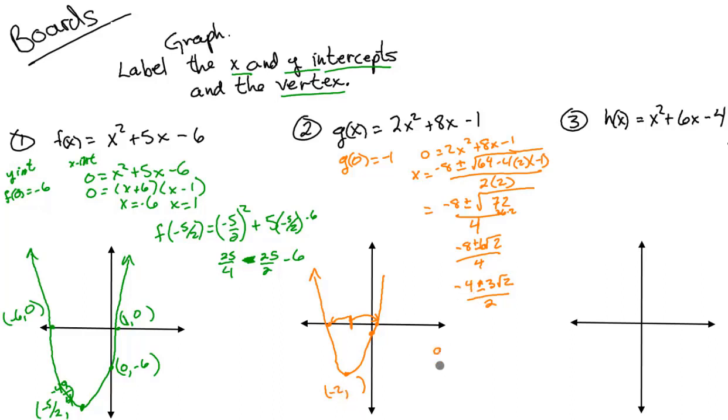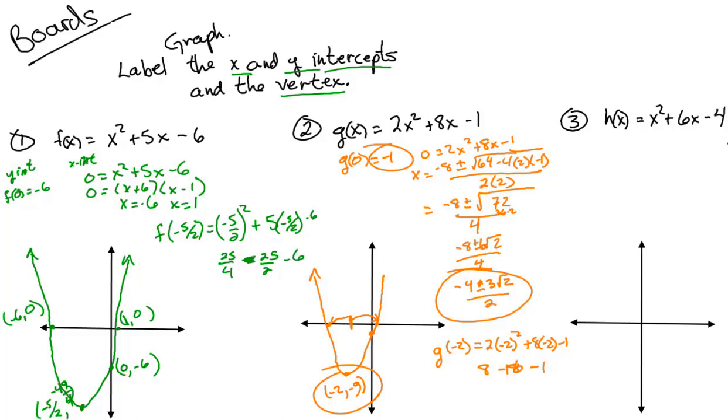And let's stick it in, g of negative 2, and that equals 2 times negative 2 squared plus 8 times negative 2 minus 1. 2 times 4 is 8, minus 8 times 2. That's minus 16. Sorry about that. 8 minus 16 minus 1. So we get negative 9. Wow, look at that guy. Wow, negative 2, negative 9. There's the vertex. So we have the x-intercepts, the y-intercept, and the vertex.